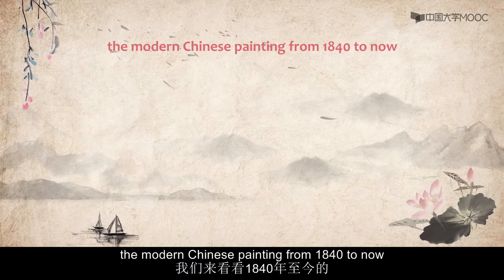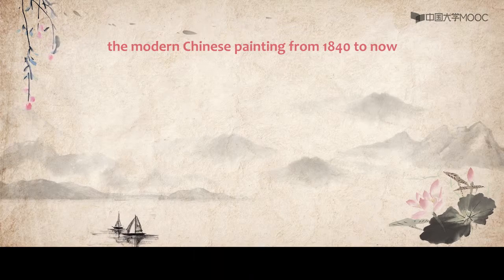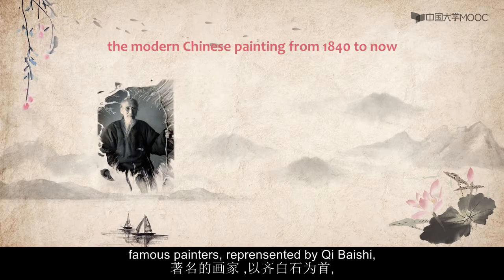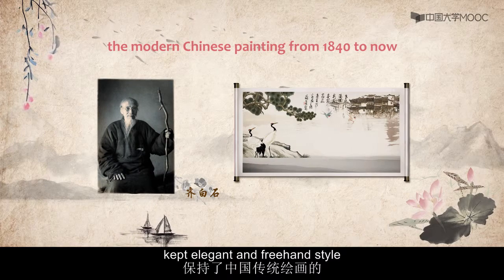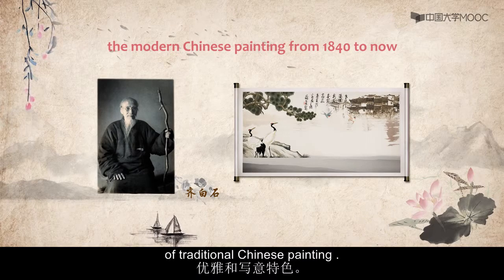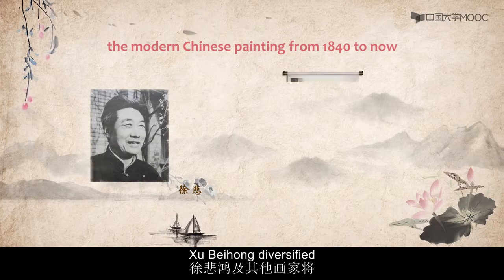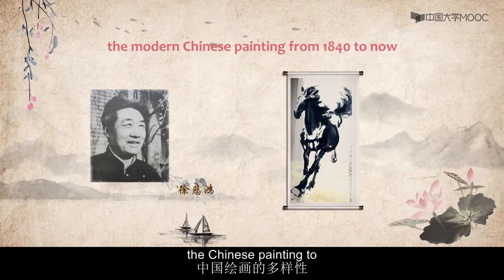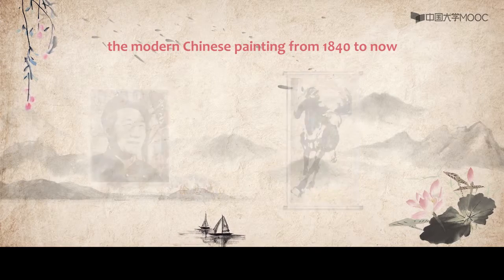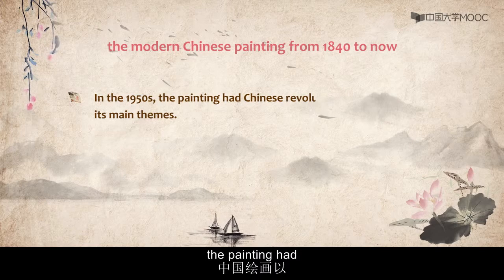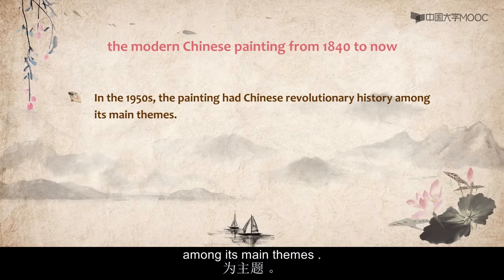Finally, the modern Chinese painting from 1840 to now should be taken into consideration. In the 1920s, famous painters represented by Qi Baishi kept the elegant and freehand style of traditional Chinese painting. In the 1930s and 1940s, Xu Beihong diversified Chinese painting to an unprecedented extent with other painters. In the 1950s, painting had Chinese revolutionary history among its main themes.